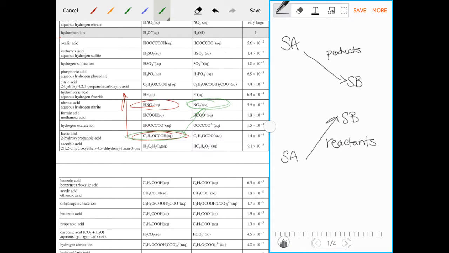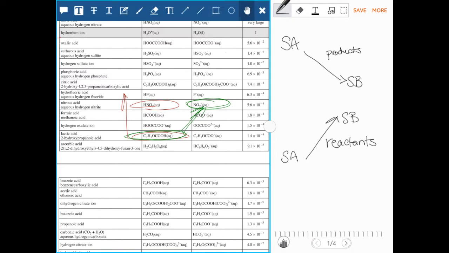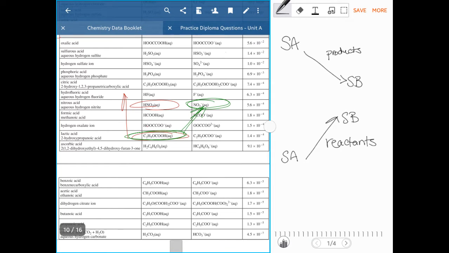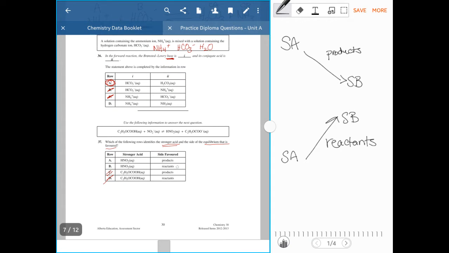Because our arrow is pointing up and to the right over here, that means that when we go back to this, it looks like our reactants are favored and HNO2 is our stronger acid. So the correct answer for 37 is in fact B.